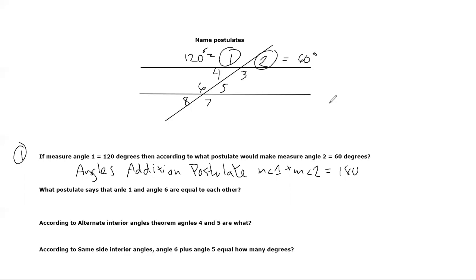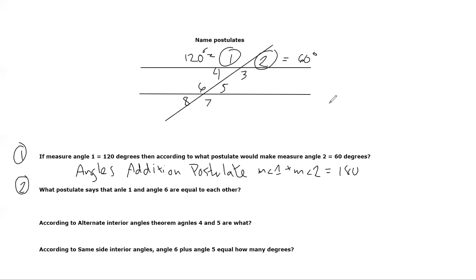Well, if you notice, if 2 is 60 and 1 is 120, and we add those together, we get 180. So that was intentional. Again, this is the angle addition postulate. It just means that we can add those two angles together and they're going to equal 180. They're supplementary, right? It's another name. I know it's a lot of names, but make sure you have them in your notes. All right.